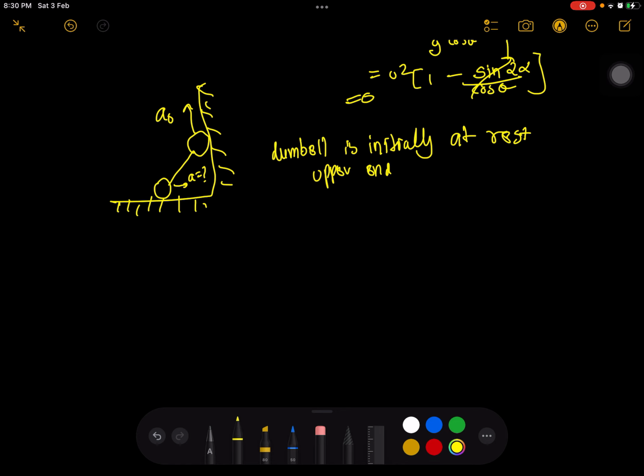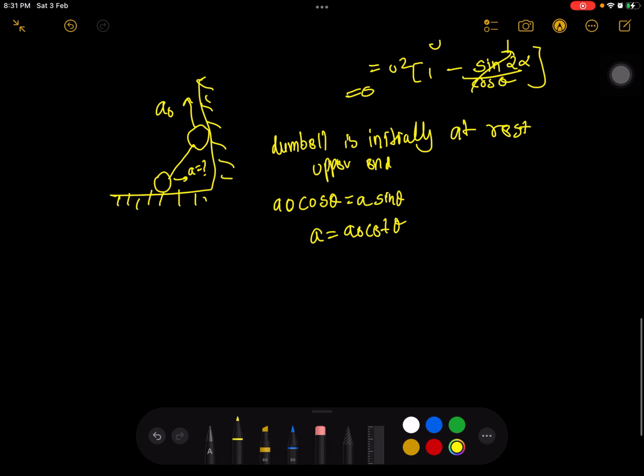Okay, I guess that can answer the same. So we just do it along the components, which is a naught along the component of the dumbbell. A naught cos theta is equal to a sine theta. So a is equal to a naught cos theta.